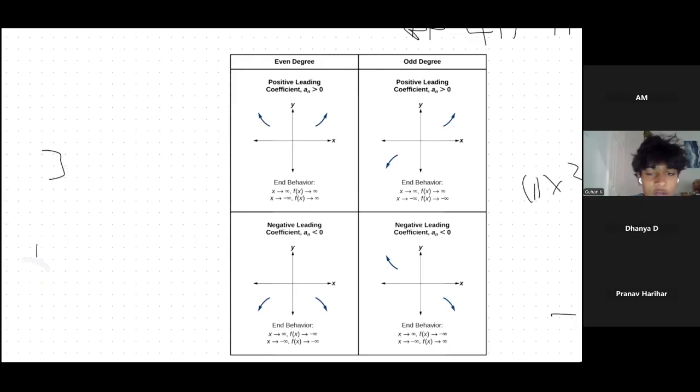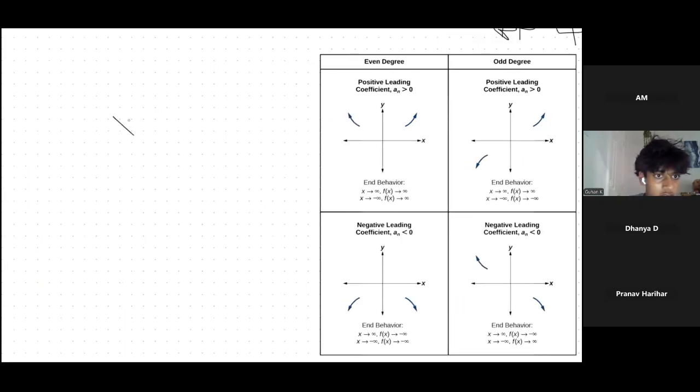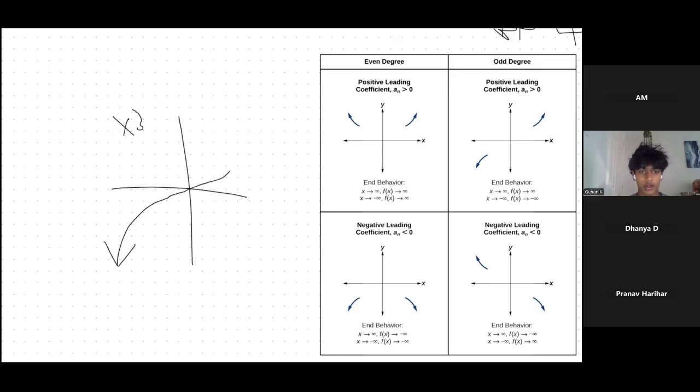Okay. For odd functions, for example, x cubed, when it's a positive leading coefficient, you're going to go to negative infinity on the left side. So when x is going to negative infinity, y is also negative infinity. And when x is going to infinity, y is going to infinity as well.